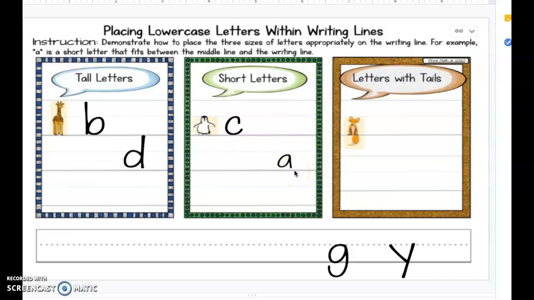That leaves our last 2 letters, letters with tails, which would be letter G, that you start at the middle and it goes underneath that bottom line. And then the last one would be Y. And the same rule applies. It starts at the middle and then goes down to the bottom. Wonderful job on practicing your handwriting.